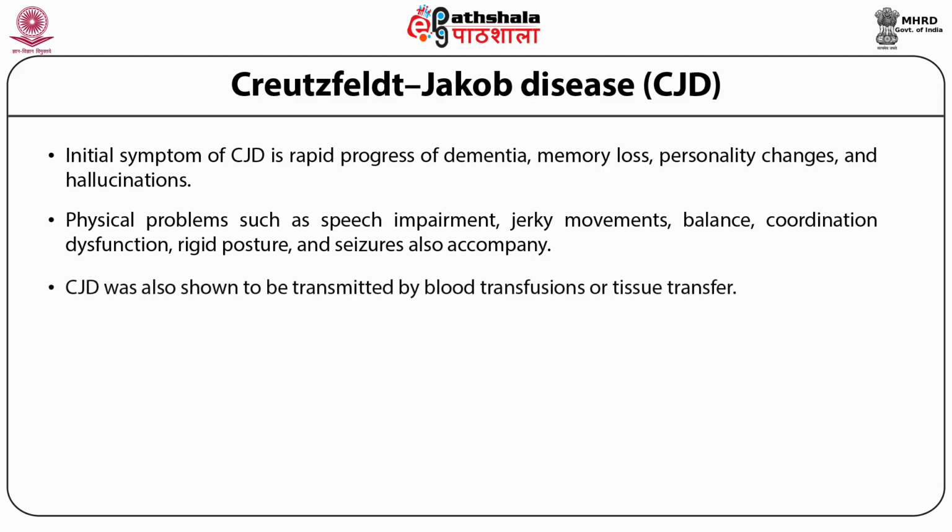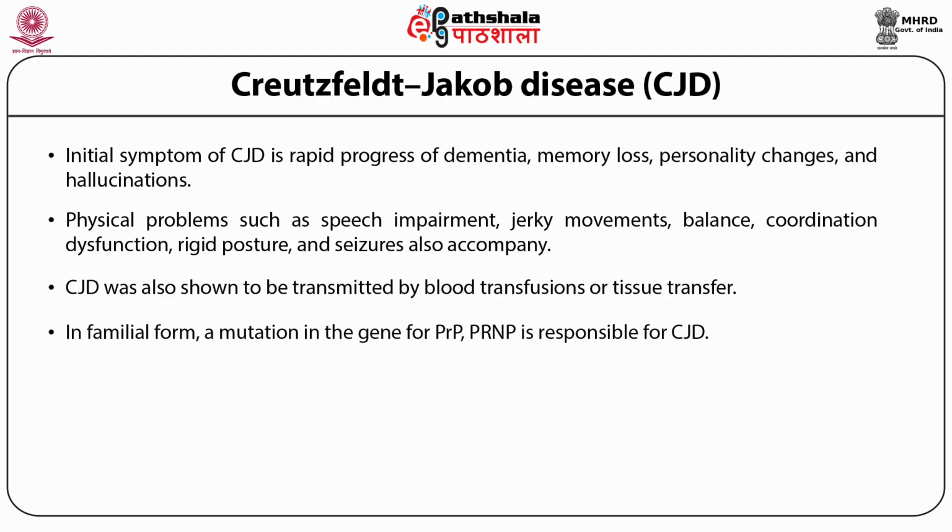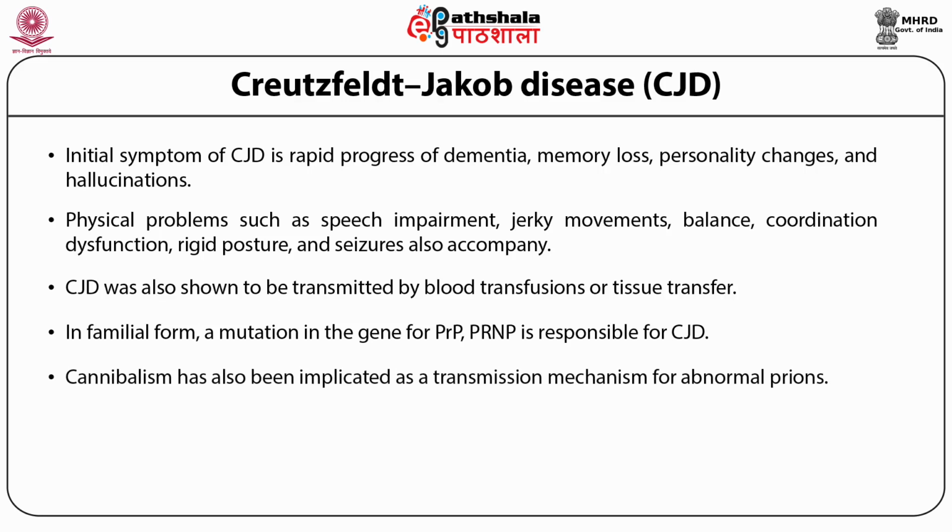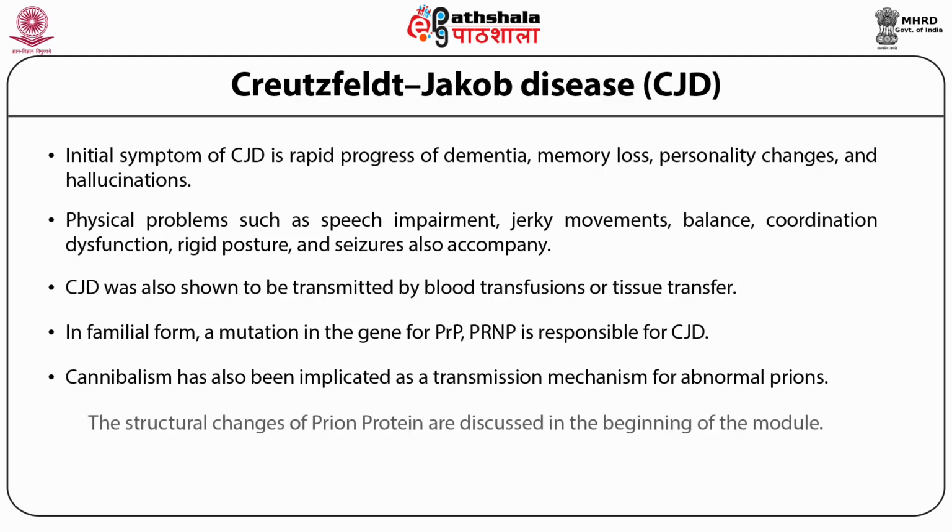neurological problems. CJD was first shown to be transmitted by blood transfusions or tissue transfer. In the familial form, a mutation in the gene for PRP or PRNP is responsible for CJD. It is also reported that cannibalism has been implicated as a transmission mechanism for abnormal prions. The structural changes of prion proteins are discussed in the beginning of this module, where this prion protein becomes beta helix shaped structure and long fibrils. So this is basically responsible for this disease.